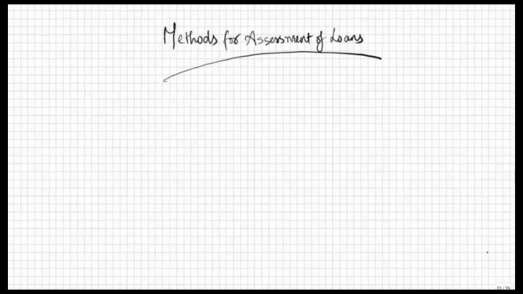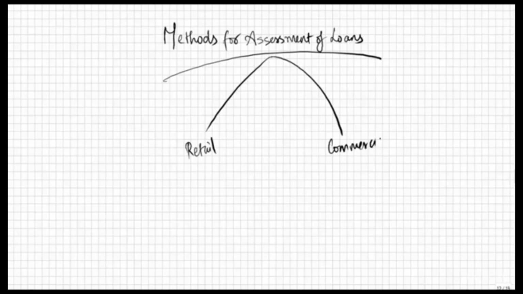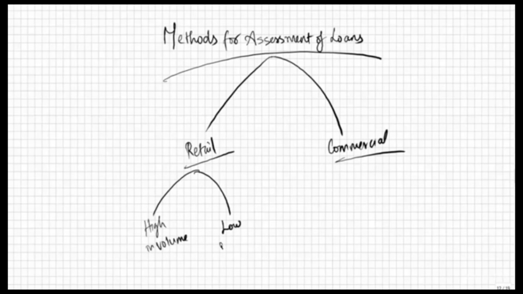Let's move on to the methods for assessment of loans. Before that, we'll classify the loans into two types. One is retail loan and the other one is commercial loans. Retail loans are basically loans which involve a lesser outflow of money, but they are high in volume. So I'll write they are high in volume, but they are low in amount.